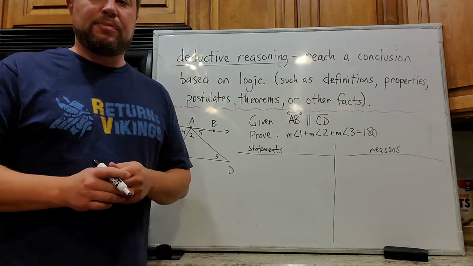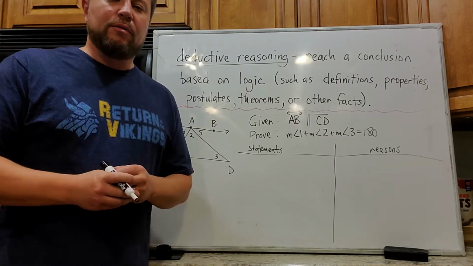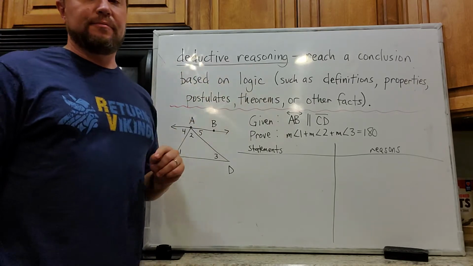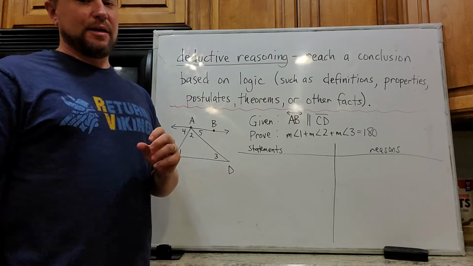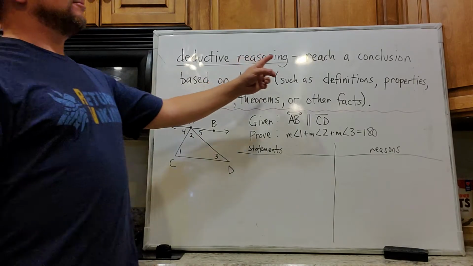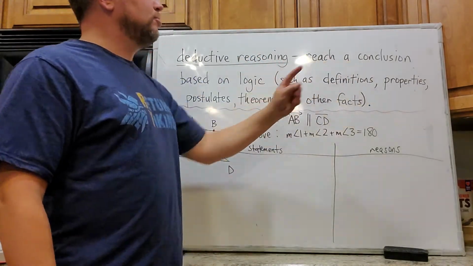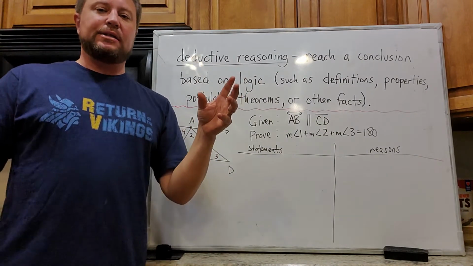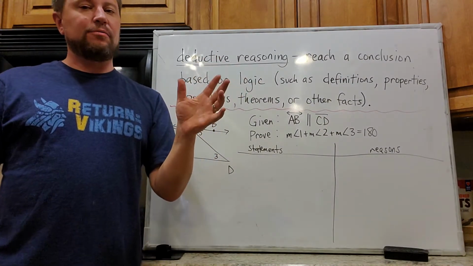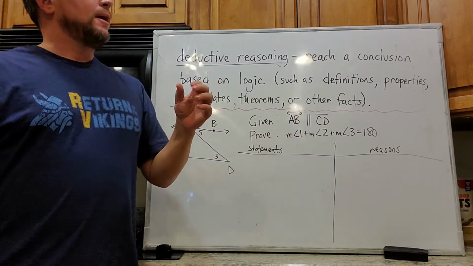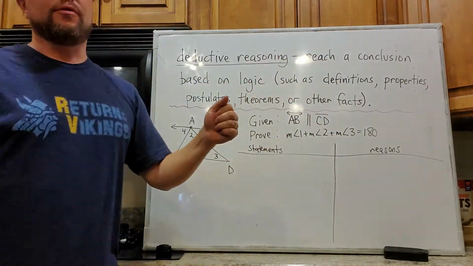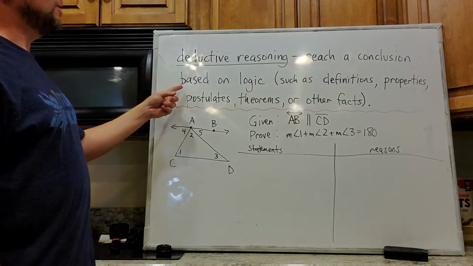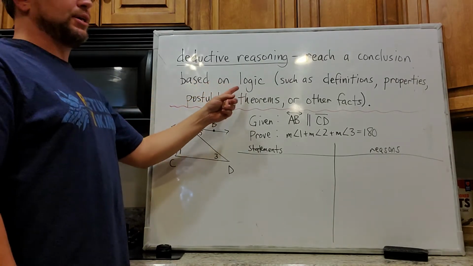Now, the other type of reasoning that we're going to learn about in this lesson is what we call deductive reasoning. Not inductive, but deductive. Now, with deductive reasoning, we're going to reach a conclusion. Not a conjecture, but a conclusion. So this time, instead of having some doubt, like a conjecture might have, a conclusion means we know for a fact we are correct. Okay, and we're going to reach that conclusion based on logic.